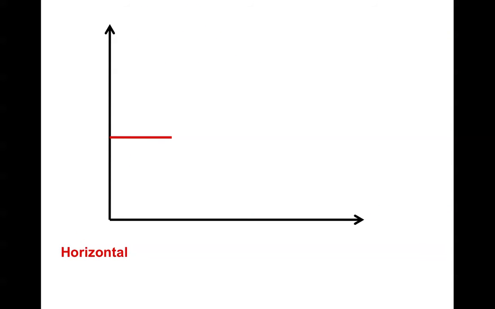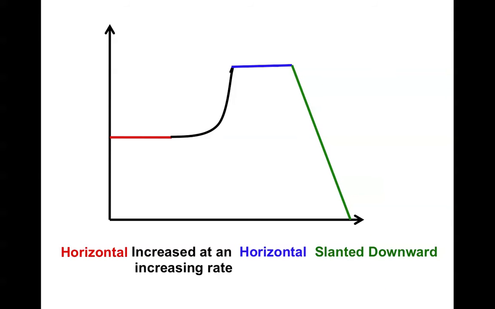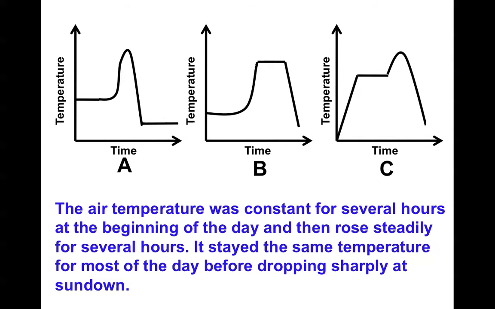Here's a horizontal line that increased at an increasing rate. It went horizontal again, and then it slanted downward. So let's take a look. Which one do you think corresponds well to this story? The air temperature was constant for several hours. It began at the beginning of the day and then rose steadily for several hours. It stayed at the same temperature for most of the day before dropping sharply at sundown.